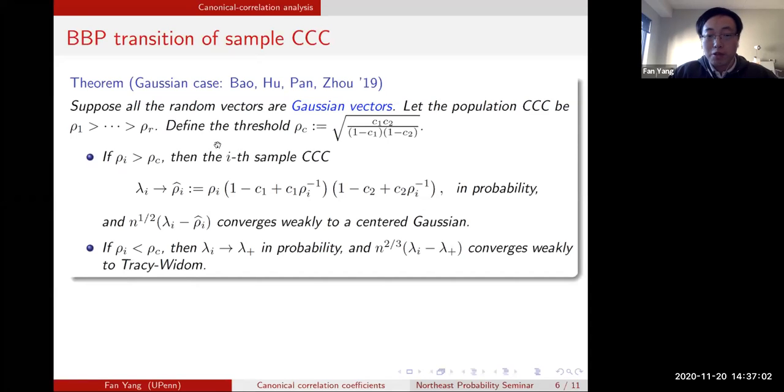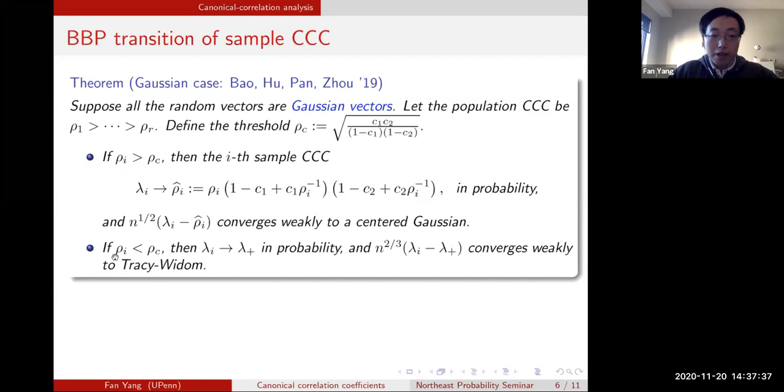Then there is a BBP transition behavior in this model also. There is a threshold rho critical defined as this function. If rho i is above the threshold, then the i-th sample canonical correlation coefficient converges to a deterministic function depending on rho i and the sample ratios c1 and c2. And if rho i is above the threshold, we also know that under the n to the 1/2 scaling, lambda i centered around rho i converges to a centered Gaussian random variable.